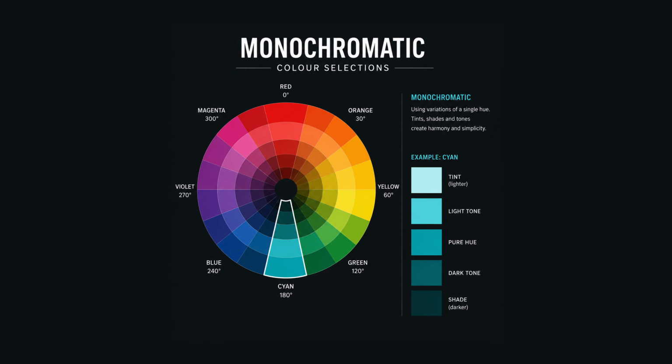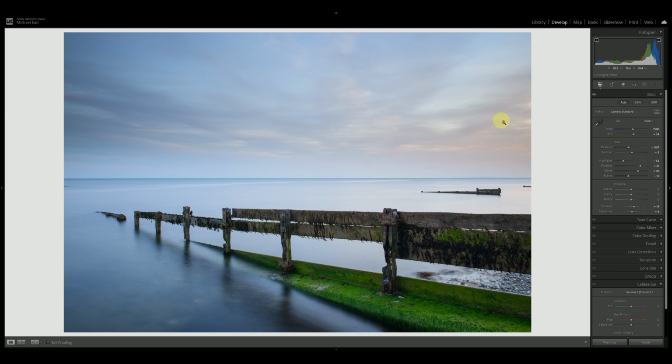So let's start with the monochromatic color scheme. Our monochromatic scheme uses variations of a single color family. That doesn't mean everything becomes exactly the same color, but instead it means we're going to work with different tints, tones, and shades of just one hue. So for the monochromatic color scheme, I'm going to be choosing a blue hue to work with.